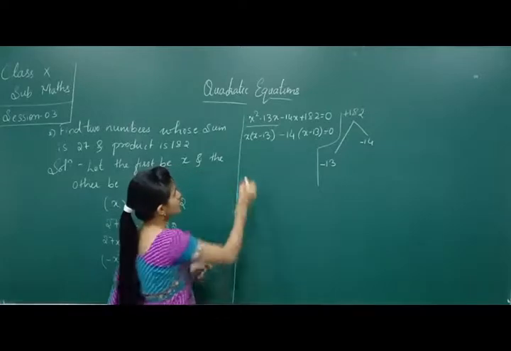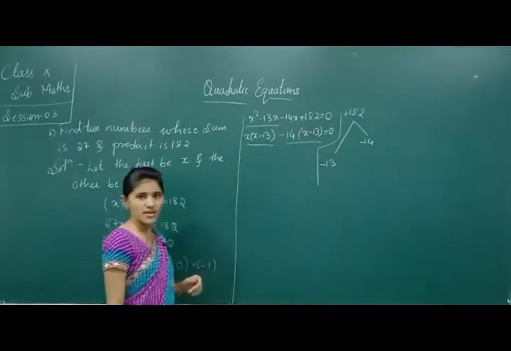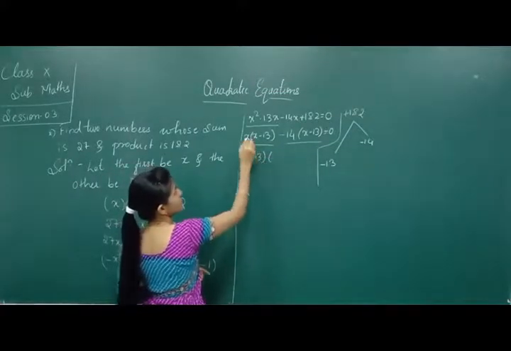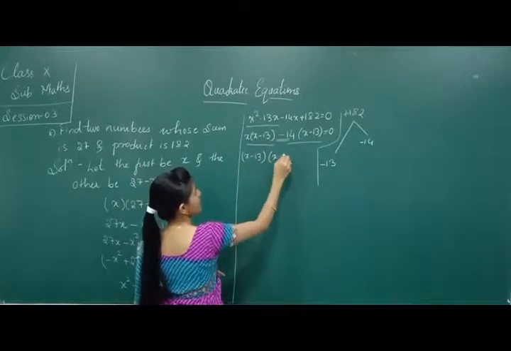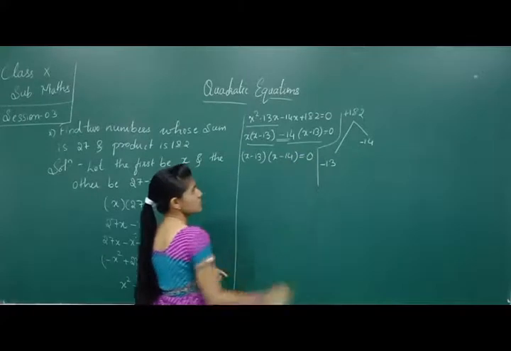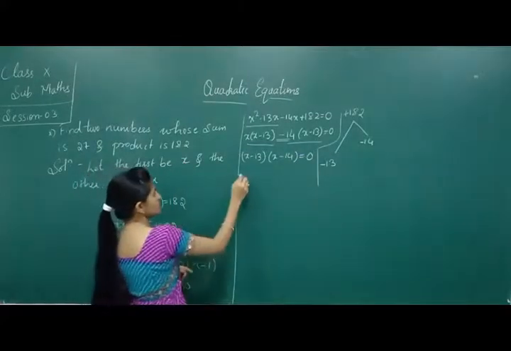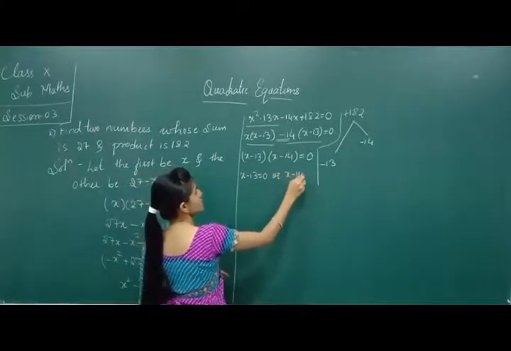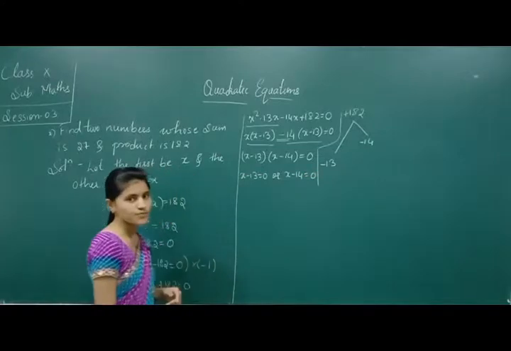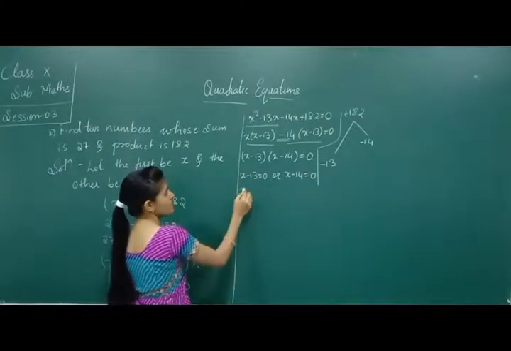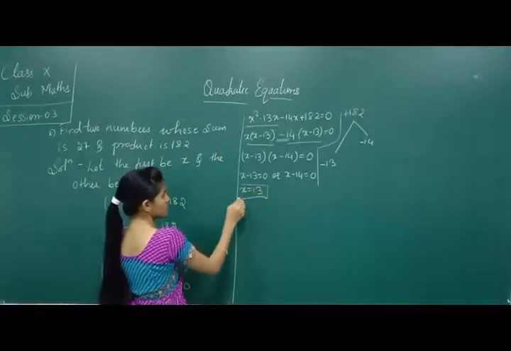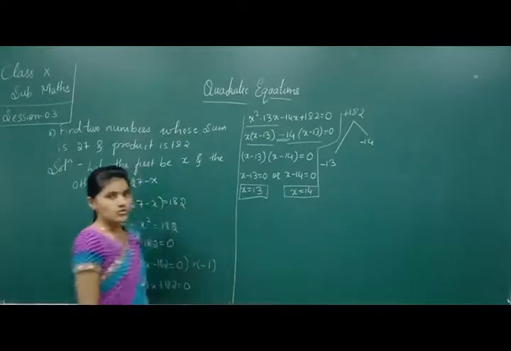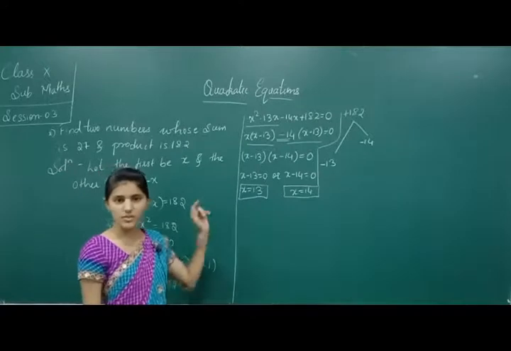Next, it means x minus 13 is common. Take out the common term outside, that is x minus 13. Here I am left with x and here I am left with minus 14. That will be equal to 0. It means x minus 13 equals 0, or x minus 14 equals 0. So we can say that the value of x is 13, and also x may be equal to 14. See, we want two numbers whose sum is 27, right?